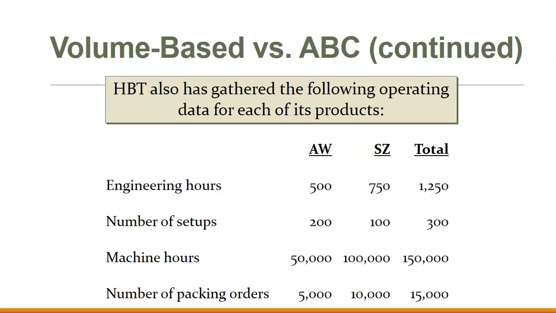Then we have to determine how much each product line uses. So if we've decided that engineering hours, number of setups, total machine hours, and number of packing orders are the cost drivers for our activities, then we have to evaluate how much of each of those cost drivers our two product lines use. So we have gathered all of that information.